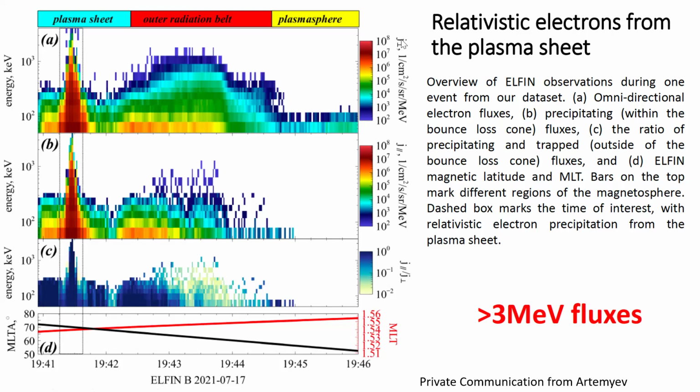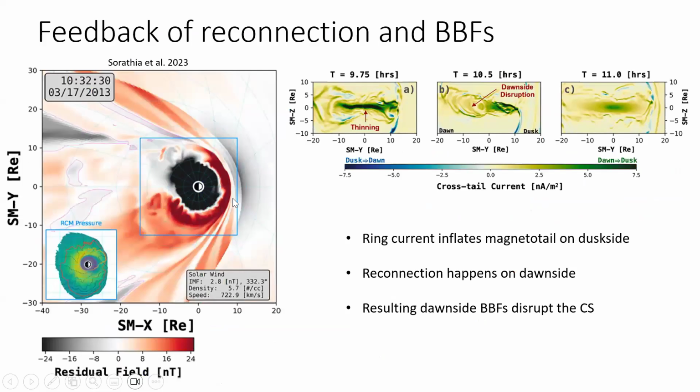Thank you. Yeah, so you can see the plasma sheet is separated from the outer radiation belt in the plasmasphere. Okay. And finally, I want to make this point about how all these things can tie together, right?